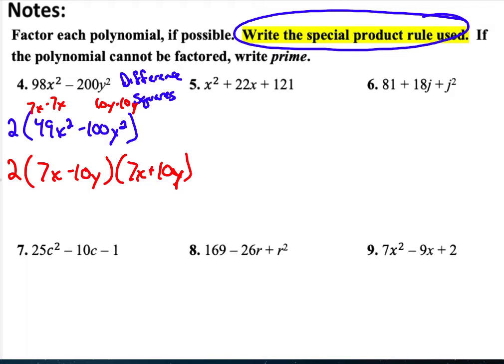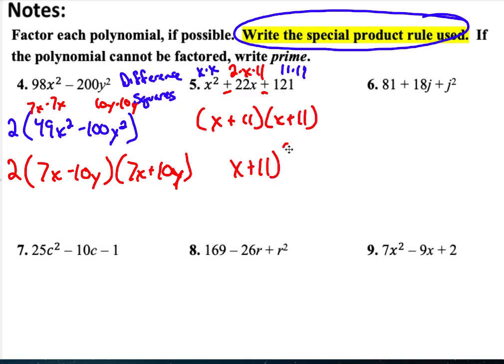All right, take a look at the next one. Okay, it's got 3 terms, so this might be one of our perfect square ones. This one is a perfect square, x times x. This one's a perfect square, 11 times 11. So now check the middle term. Is my middle term 2 times x times 11? Yeah, it is. So that means this is one of my perfect square ones that we were just working on. It's plus and plus, so I know it's going to be x plus 11 and x plus 11, which is really x plus 11 squared. So this was one of my perfect squares.